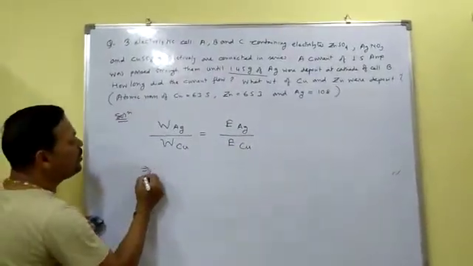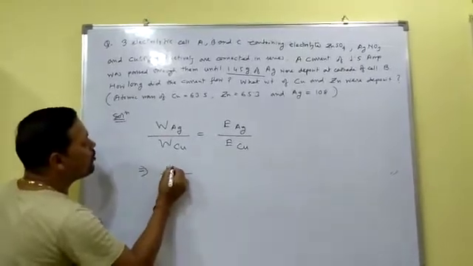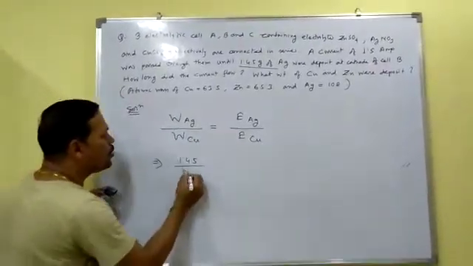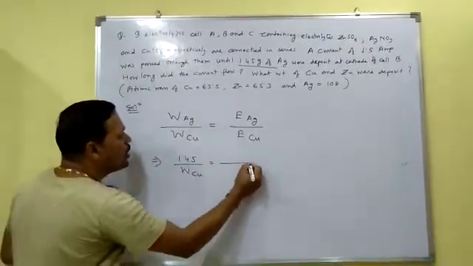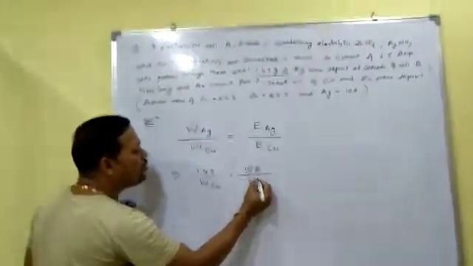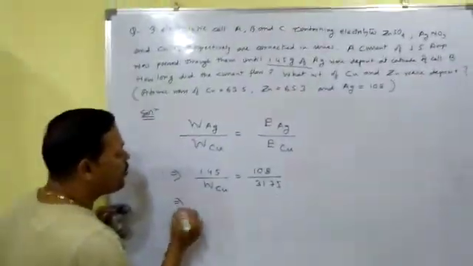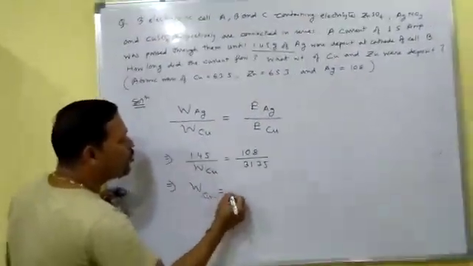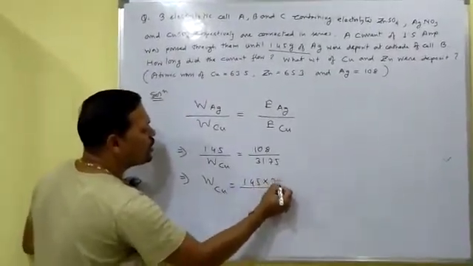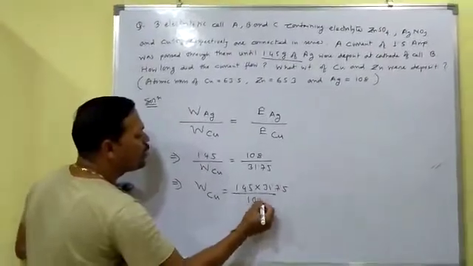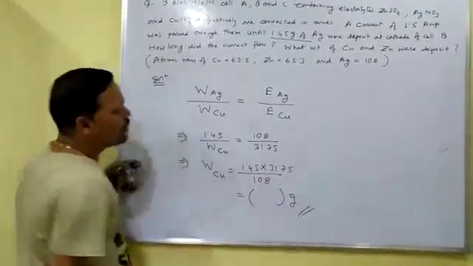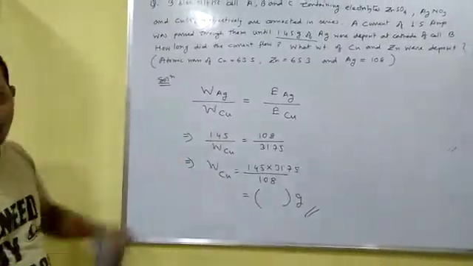Weight of silver is given in the question, the deposited amount is 1.45. Weight of copper you have to find out. Equivalent mass of silver is 108, equivalent mass of copper is 31.75. Therefore weight of copper is equal to 1.45 into 31.75 divided by 108. You will get the amount of copper deposited. So this is for copper.